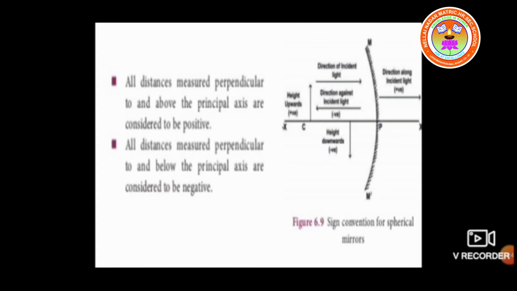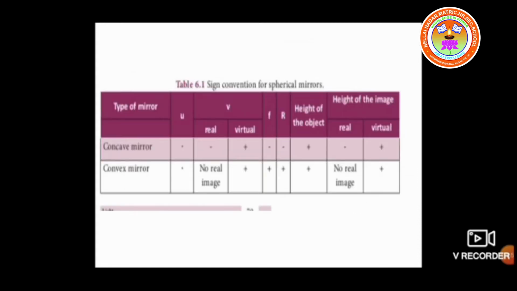Okay students, this is the sign convention while measuring the readings for concave mirror and convex mirror. Sign convention for spherical mirrors. Type of mirror: concave mirror. U means the distance of the object.